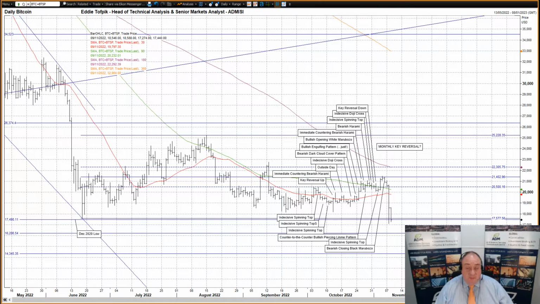As a quick addendum, in Bitcoin, we are already set up for a monthly key reversal down. It will matter if we close either above or below 19,425 at the end of this month.